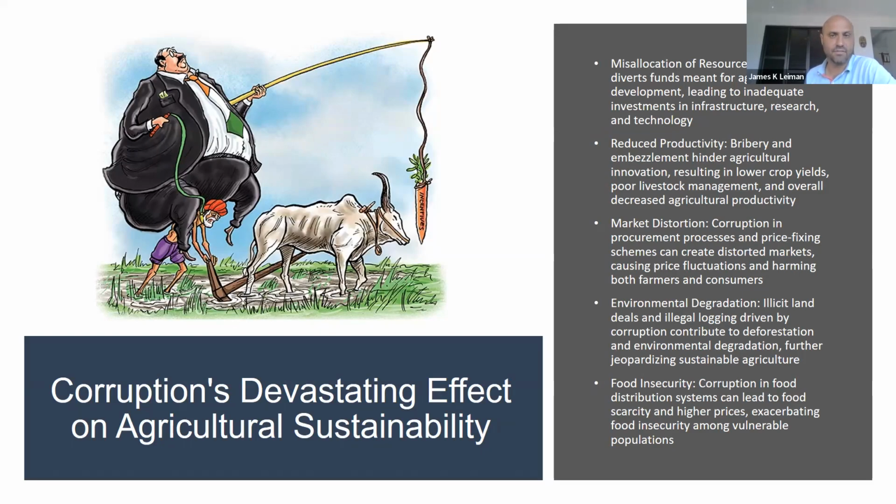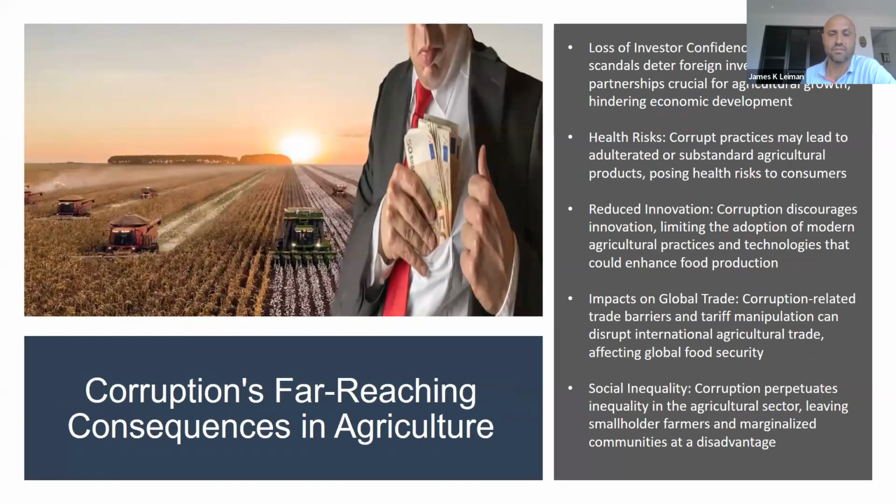Same thing with environmental degradation. Sometimes governments are paid to look the other way, and that's a problem for the environment. It contributes to massive deforestation, illegal logging, and other issues. Then food insecurity, as I mentioned earlier, the economics of corruption are horrible on poor populations. So this could lead to food scarcity, as well as other challenges for vulnerable populations.